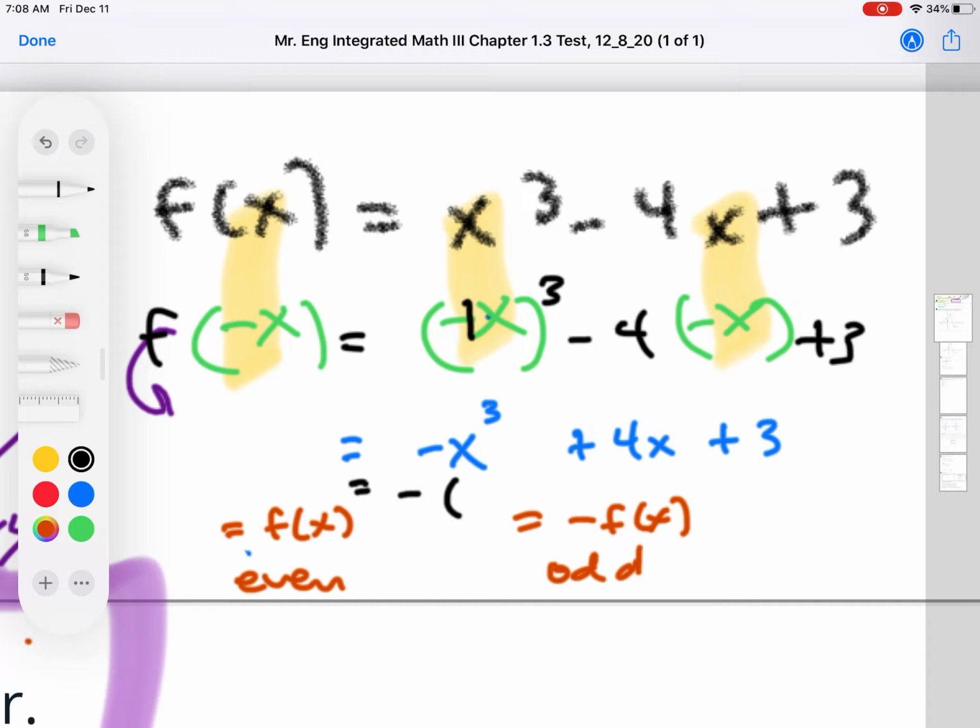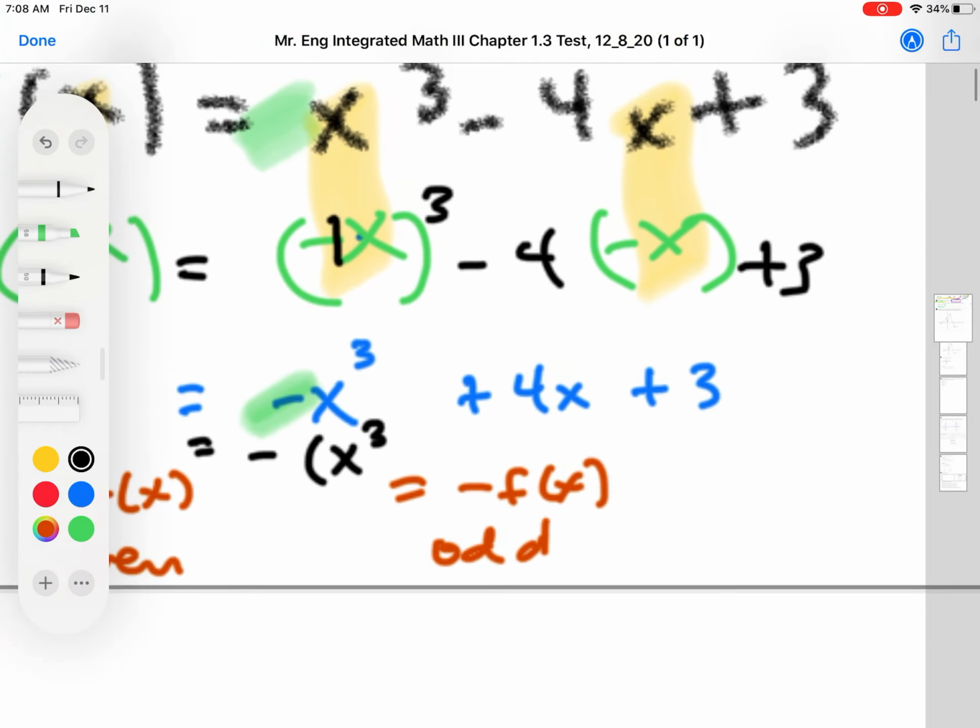Because obviously, so let's just make sure, this one has a positive and this one has a negative. So it's not exactly the same as the original. So we can say that this is not even. Let's try the factoring out of a negative. So the opposite of a positive is a negative. And then that would be negative 3.